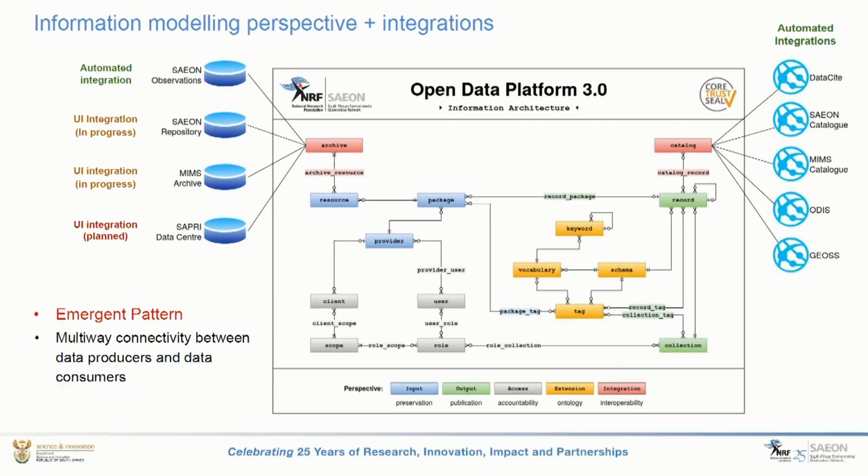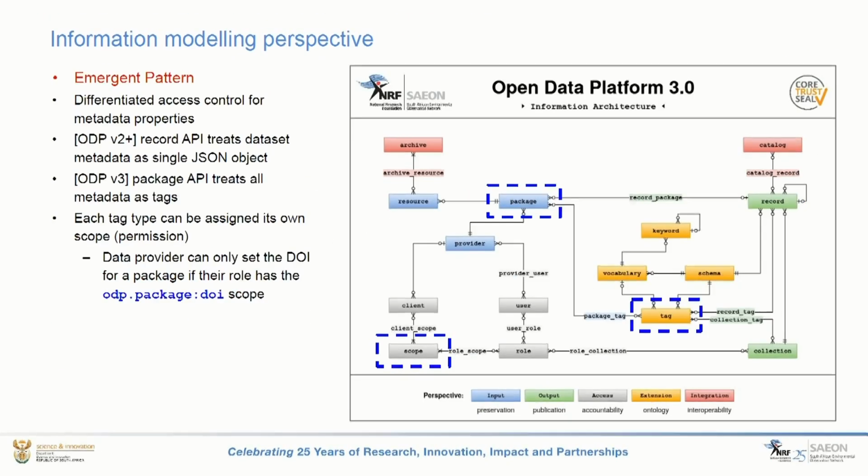If we develop an integration for a new cataloging platform out there, and this is generally a relatively straightforward thing to do, then that catalog will automatically have access to all the archives that are already integrated on the input side. Another interesting pattern that's emerging in version 3 development is differentiated access control for metadata properties.